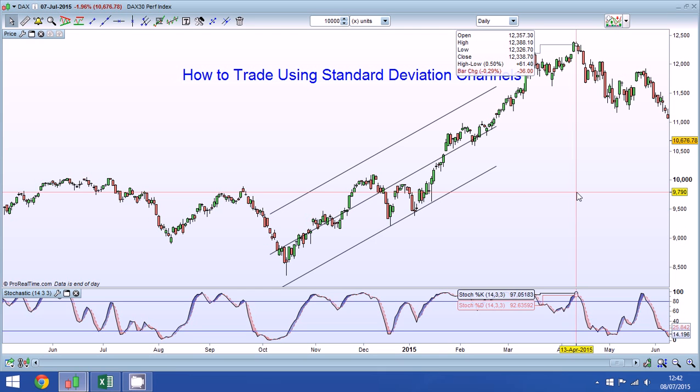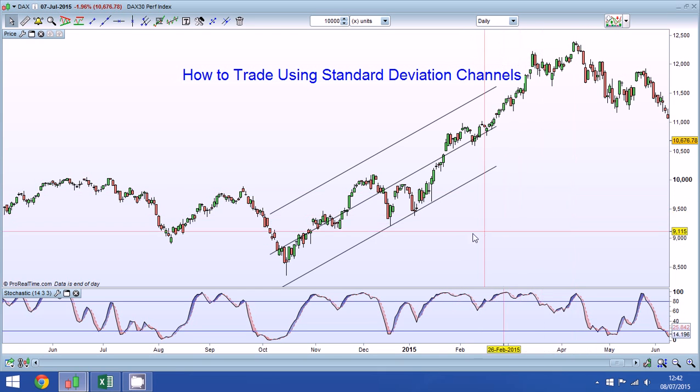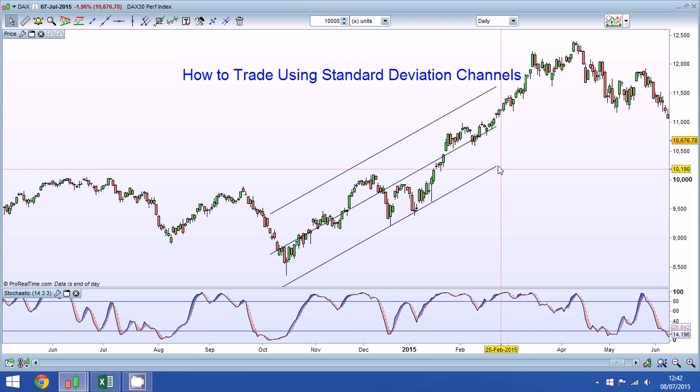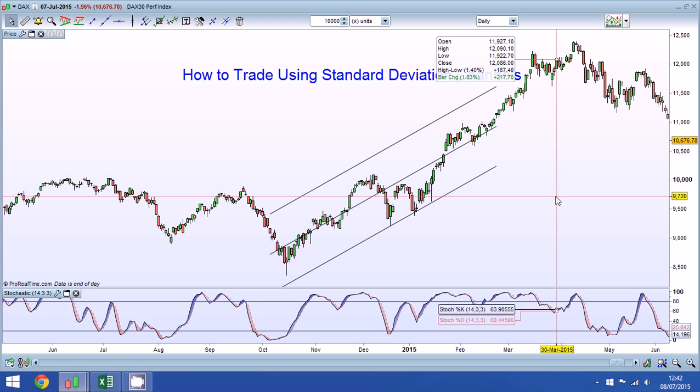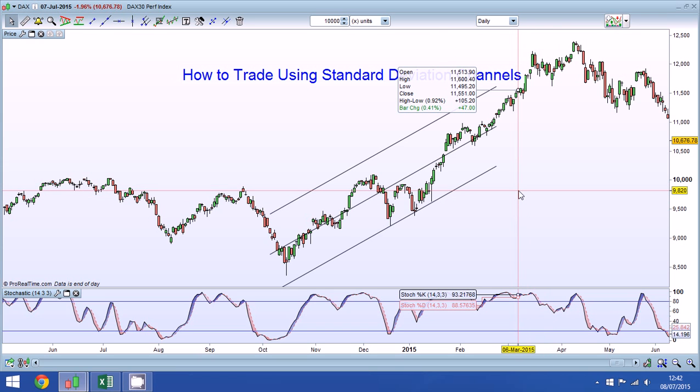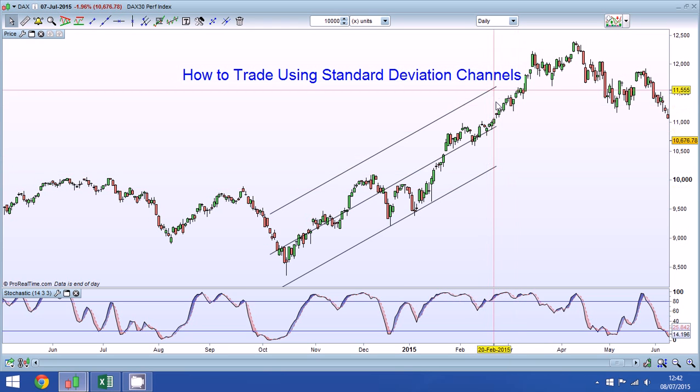Now, these are standard deviation channels, and again, the statistical tool of standard deviation is used to locate the upper and the lower lines of the channel. Standard deviation essentially measures volatility, how spread out the data is from the average, so that the channels, similar to Bollinger Bands, expand and contract depending on how volatile the market is over this particular period.